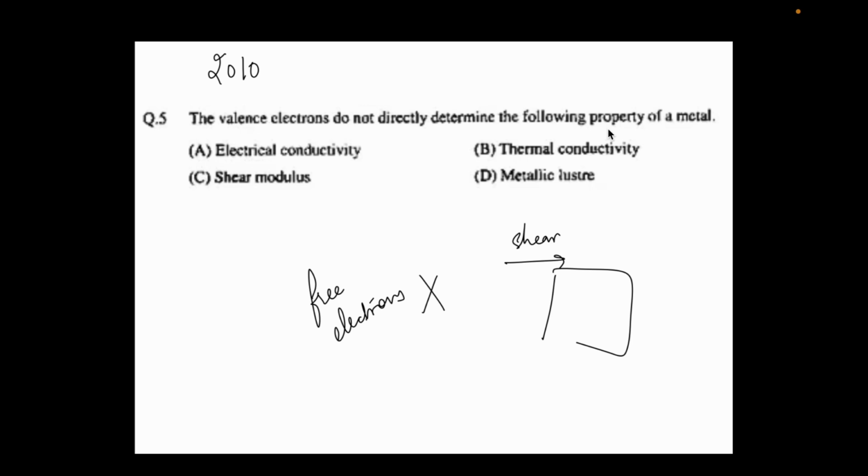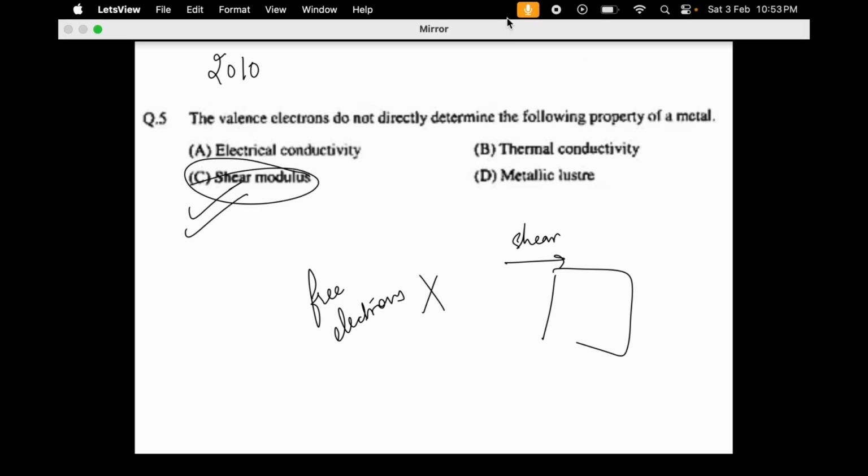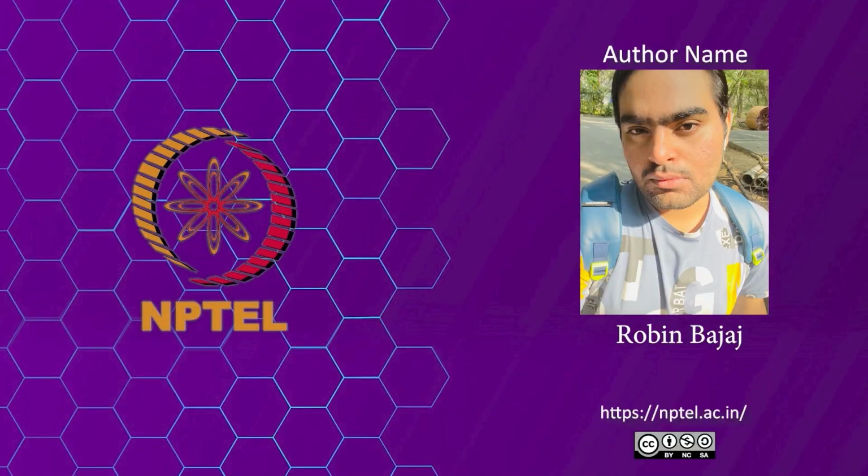And the metallic luster obviously depends on the interaction of light with the valence electrons. So clearly the valence electrons impact this property of the metal. So clearly the odd one out is the shear modulus. So C is the correct option.